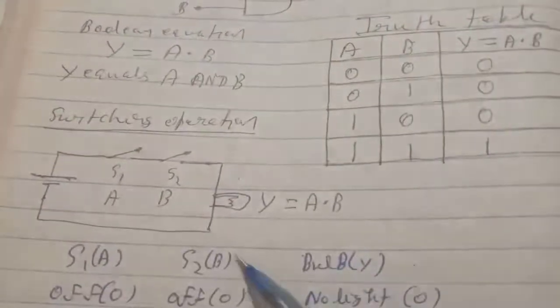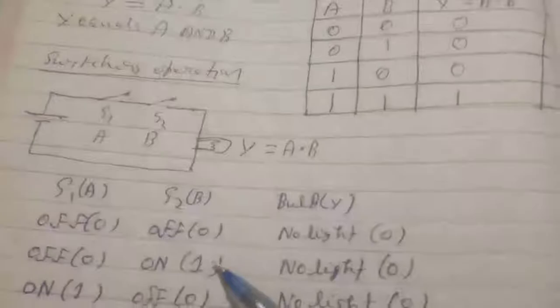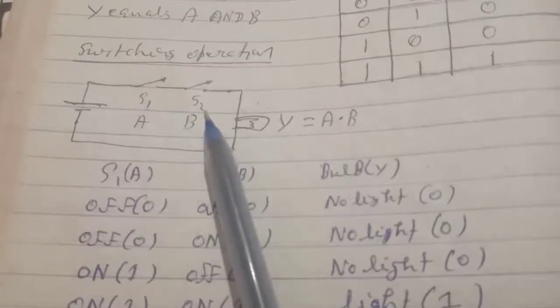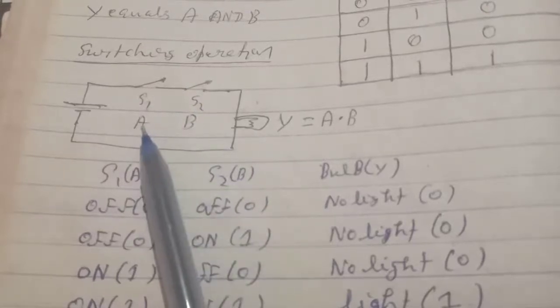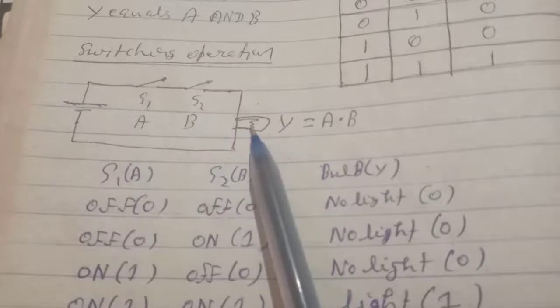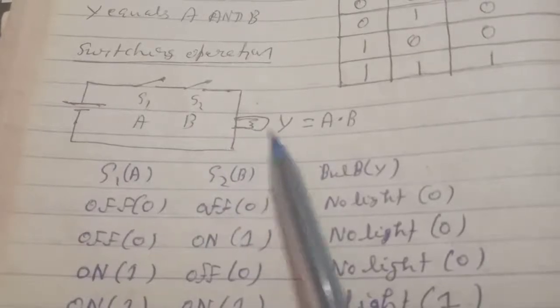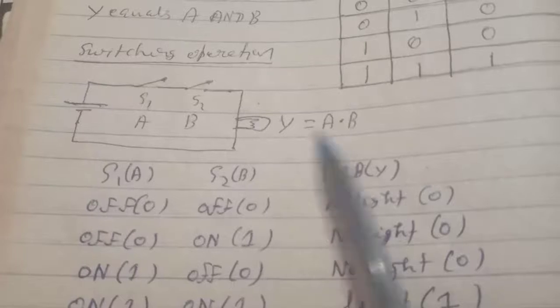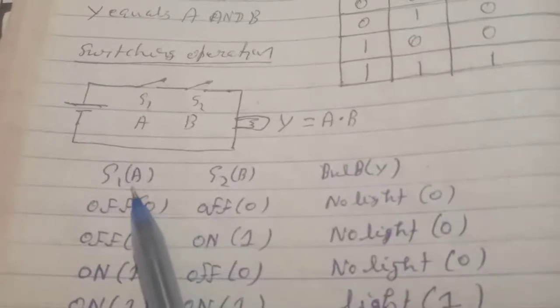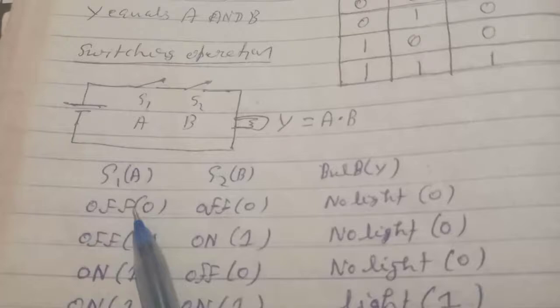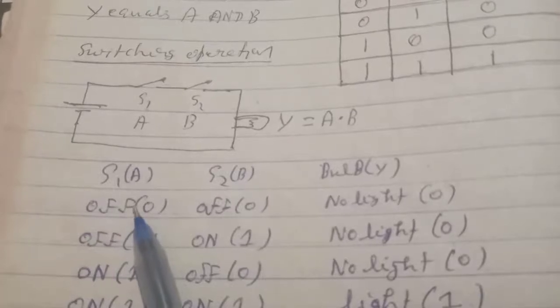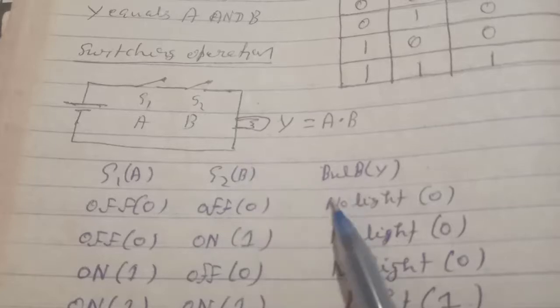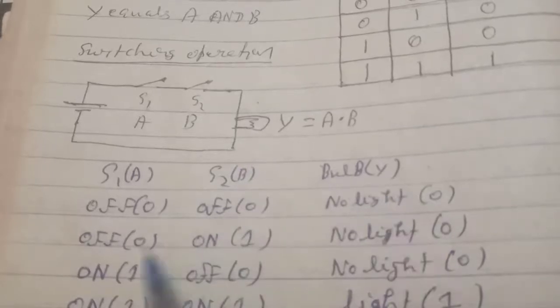Now the switching operation for the AND gate. This is the switching operation. This is switch S1 and this is switch S2. They represent input A and input B, and this is the bulb which gives output Y equals A and B. Here, see, when switch S1 is in the off state, that is 0, and S2 is in the off state, there is no light in the bulb, so we get no output.